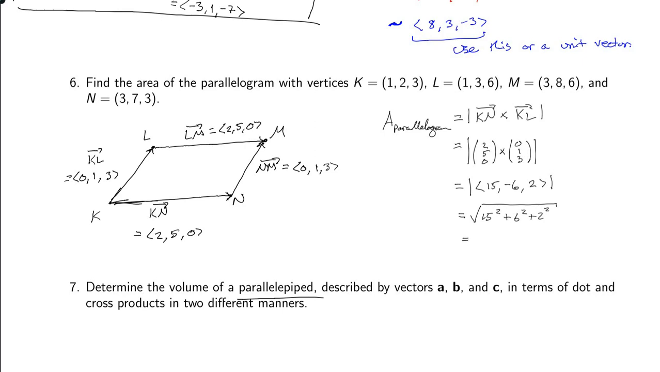225 and 36 plus 4 is the square root of 265. That's it. That's our answer. So let's look at why this works.